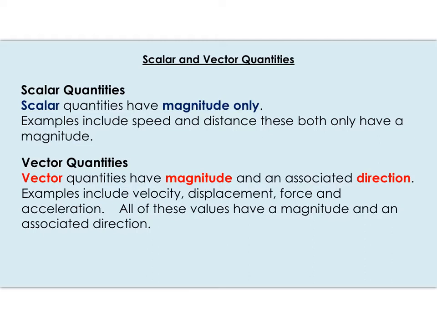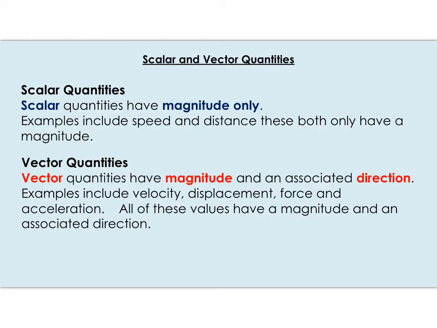Topic 5 starts with the distinction between scalar and vector quantities. Scalar quantities have magnitude or size only. Examples of those include speed and distance because they both only have a magnitude, which is size or a numerical value. Vector quantities have a magnitude and an associated direction.